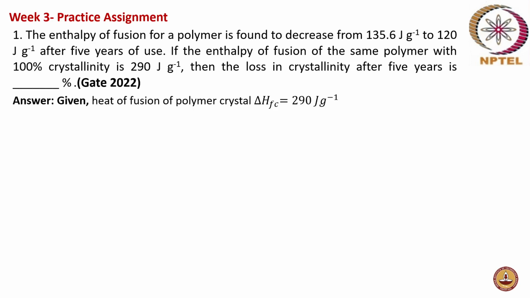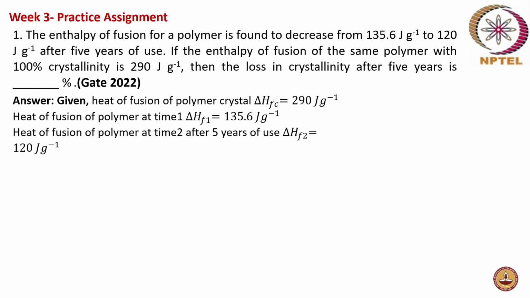So how it goes is that, what are the information given? They have given heat of fusion of polymer crystal, which is 290 joule per gram. And then they have given heat of fusion of polymer at some particular point of time, right? That is 135.6 joule per gram. So we don't know what is the crystallinity in this polymer at time t1 given.